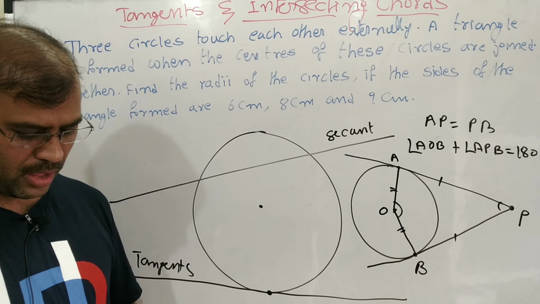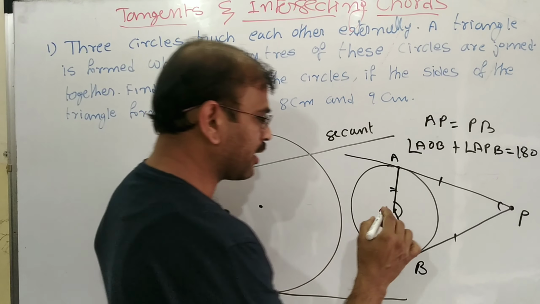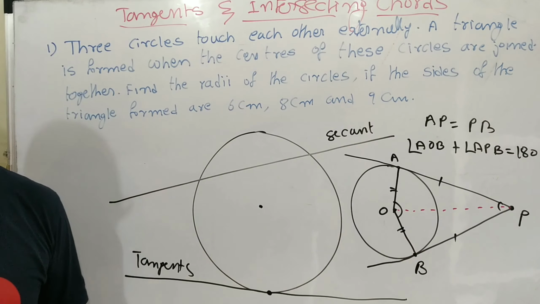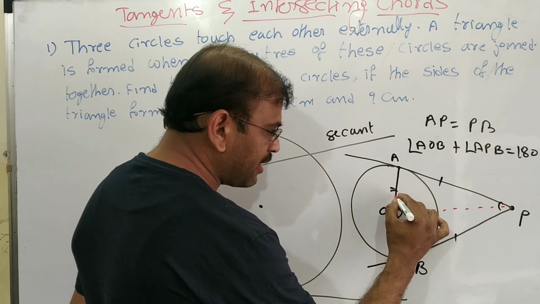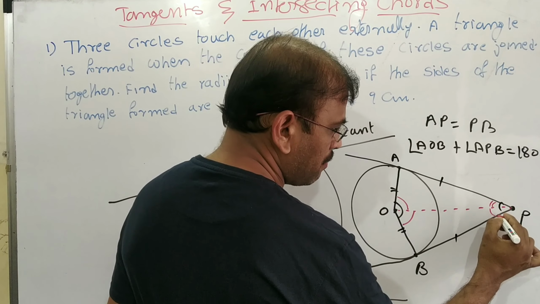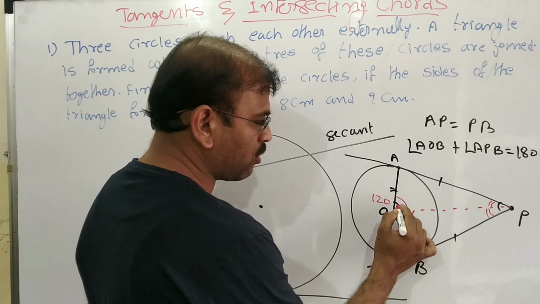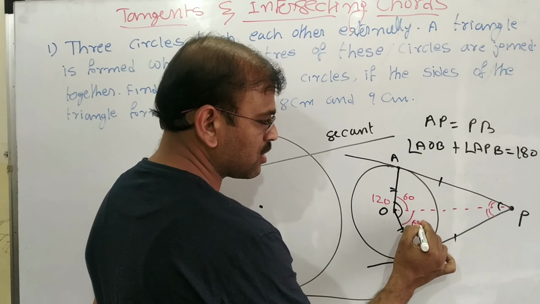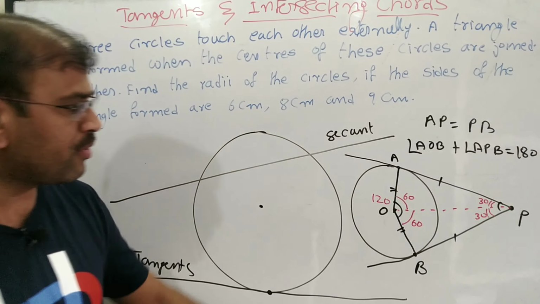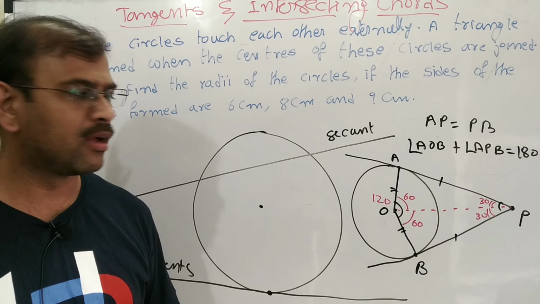Now similarly, if I draw the bisecting line, that means I join OP. When I join OP, this angle is going to be bisected. So in case the center angle is 120, this will be 60 and this also will be 60. Then this will be 30 and this will be 30. Now if we add these, the sum of the angles should form 180 degrees.